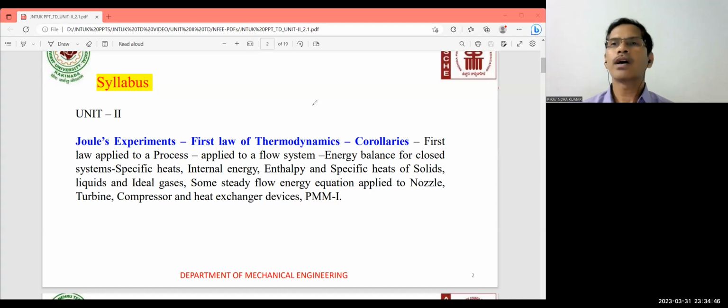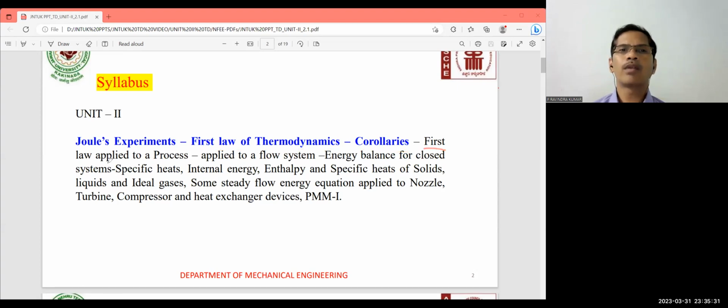So today I am going to cover the first law of thermodynamics, which is in the second unit. In the previous class we discussed the significance of heat and work transfer relations, and the sign conventions of heat and work transfer. Then Joule conducted a series of experiments to formulate the relation between heat and work interaction, and that's why we call this the law of conservation of energy. So here we need to discuss the first law of thermodynamics and its corollaries.